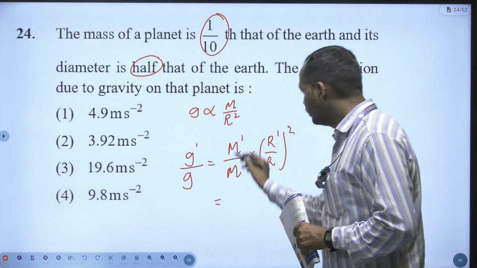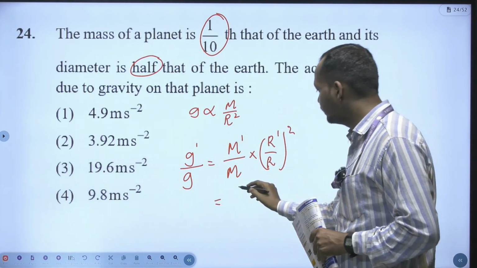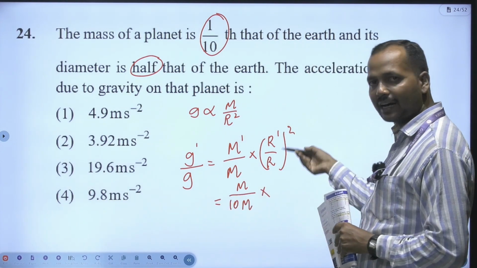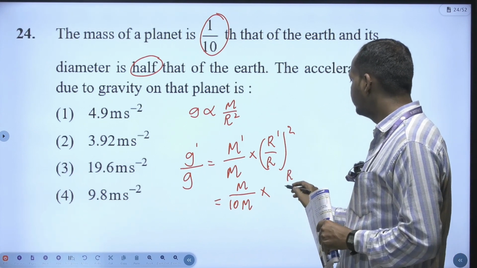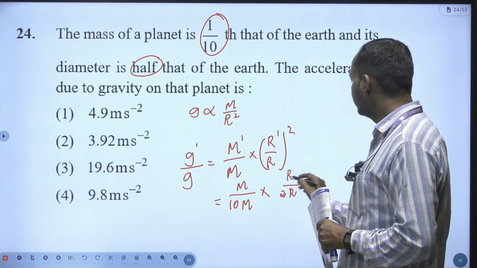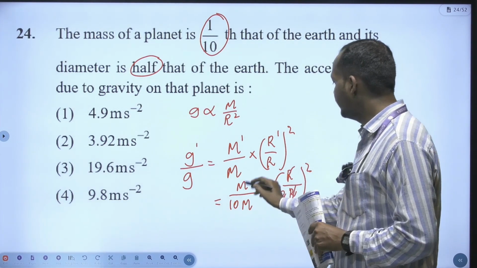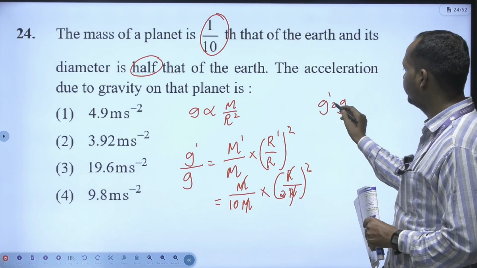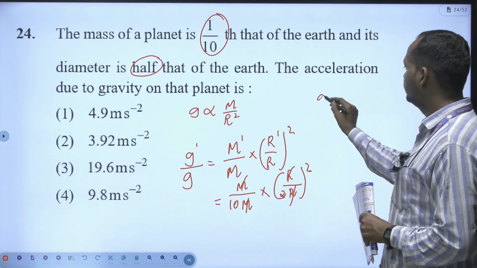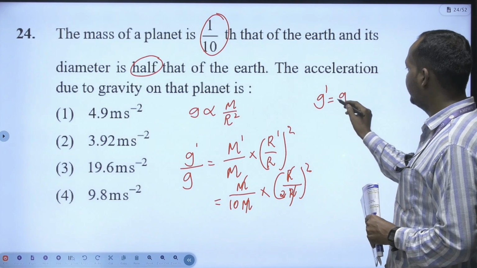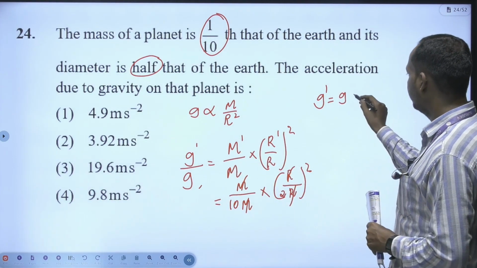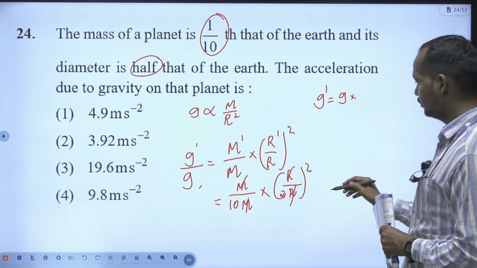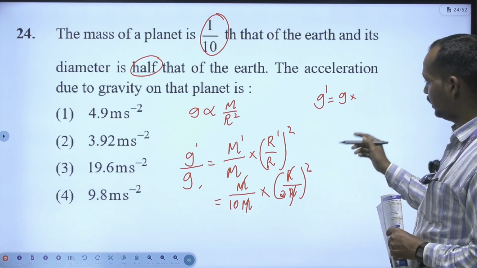Now, if you solve this one, M dash is how much? M dash is 1/10, that is M divided by 10, times M, into R dash is R by 2. Hence it is R by 2R whole square. So R gets cancelled, M gets cancelled. So G dash is equal to G times 1 by 4. This is R by 2, right sir? R dash.